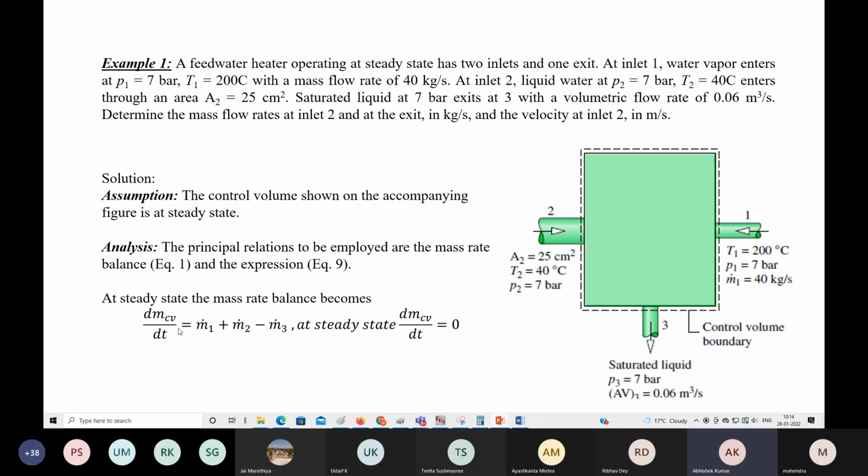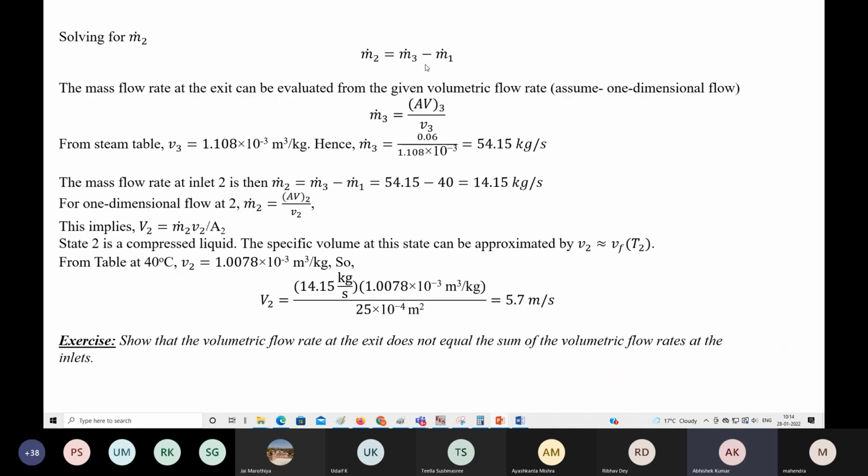Then this will be 0. Then M1 plus M2 equals M3 obviously. Then according to the magnitudes given, we are calculating velocity. This is a very simple problem, no need to discuss. Anyhow, it is in the slides, you can see that.